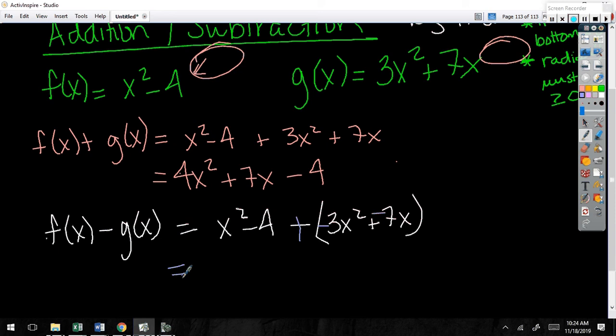Wait, are you just changing the plus sign? It was a minus, I changed it to plus. Just change the signs on the numbers. All right, so I have negative 2x squared minus 7x minus 4. Does that confuse anybody? Simple, I told you this was easy.